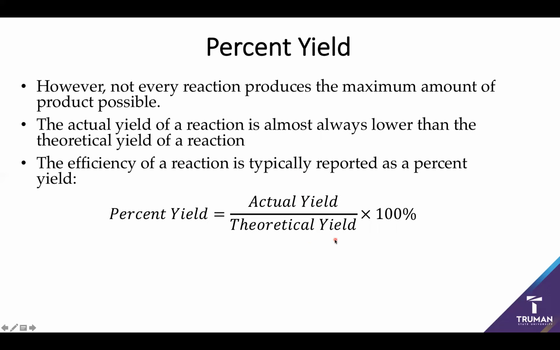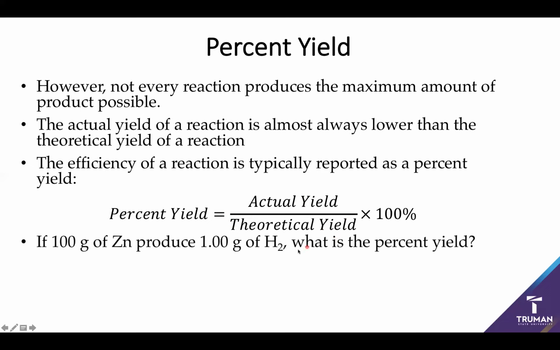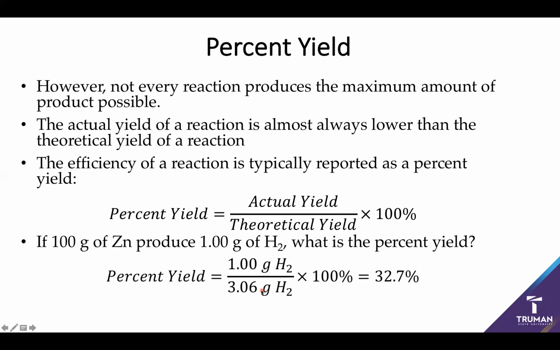So let's say I react my 100 grams of zinc, I produce 1 gram of hydrogen. What would be my percent yield? So for that, I can make use of my theoretical yield of hydrogen. And it turns out this would be about a 33% yield. So this is one of those numbers that we're often after.